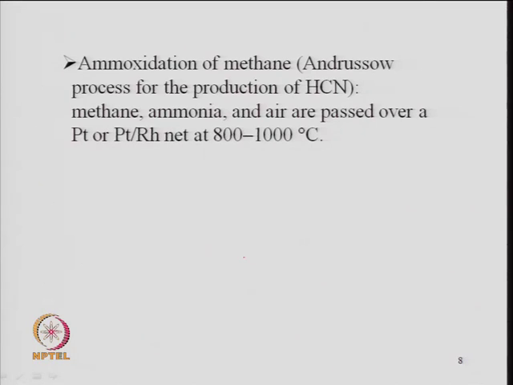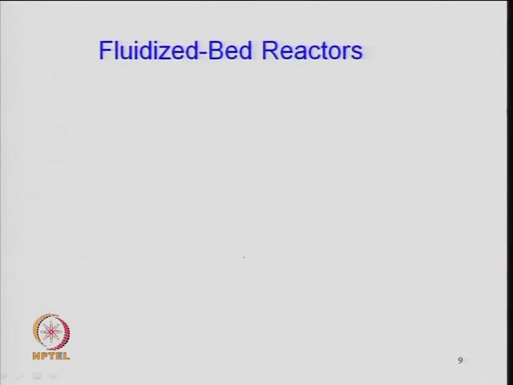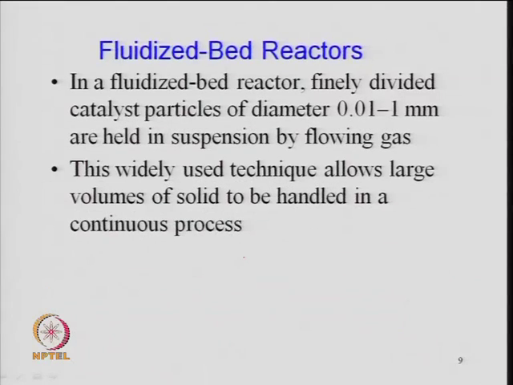So, methane, ammonia, air is passed over a platinum rhodium catalyst, and this is again a temperature of 800 to 1000 degree centigrade here. Another kind of reactor which is very commonly used when the catalyst deactivates faster, or where high contact between gas and solid is desired, is the fluidized bed reactor.